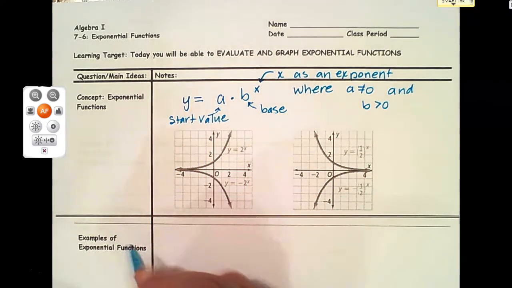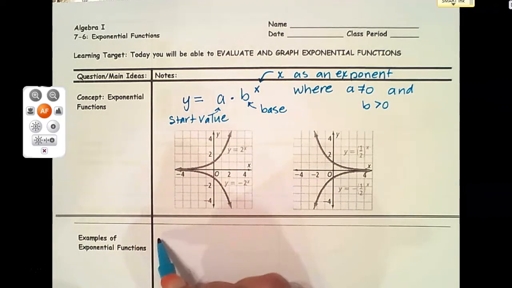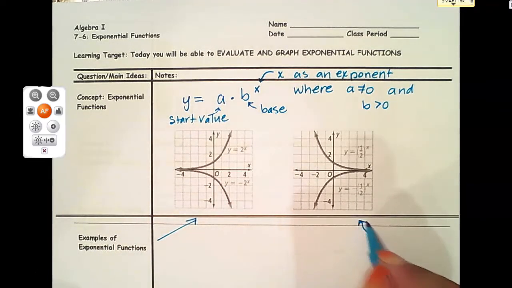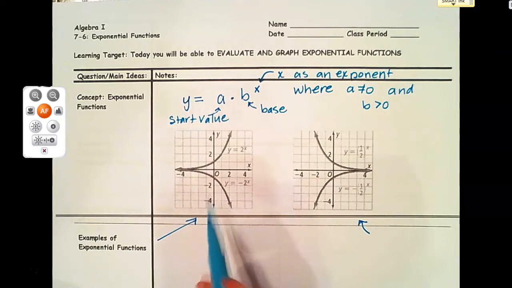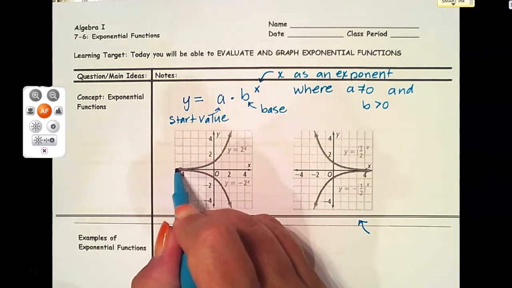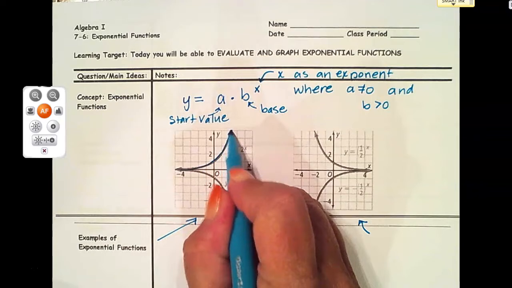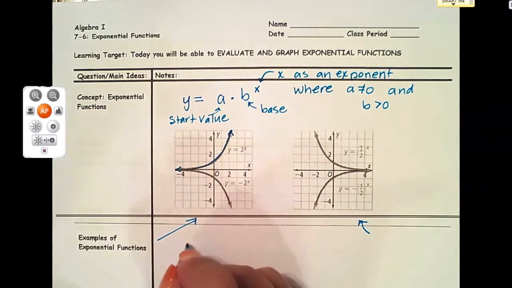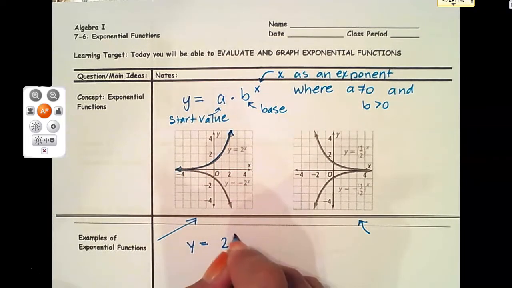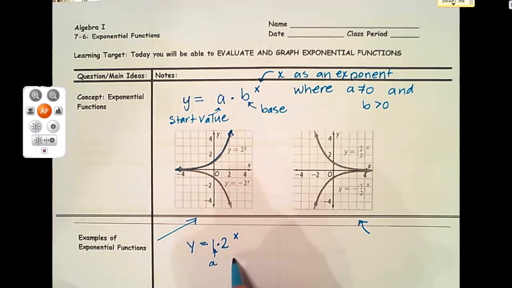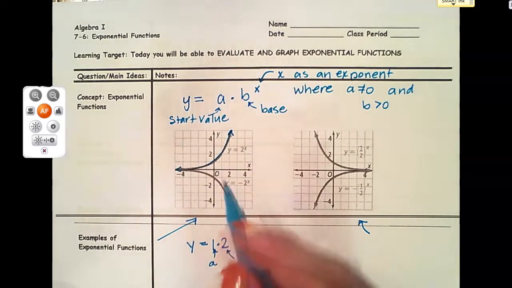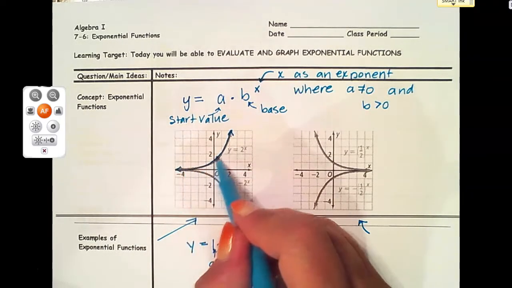And then down here where it says examples of exponential functions, actually these are my two examples. You can see in the top line here, this graph is labeled with y equals 2 to the x power. So if we're looking for an a value, there's not one. So we can assume that a is 1 and then 2 is our base. And you can see that x is my exponent. And so when I graph this, it makes this sort of shape here.